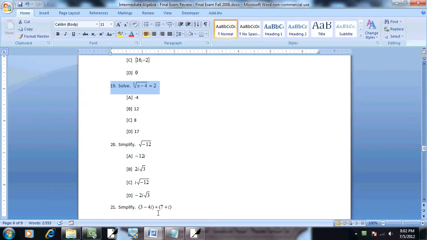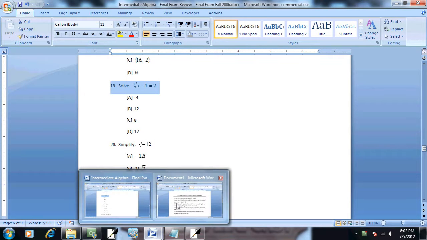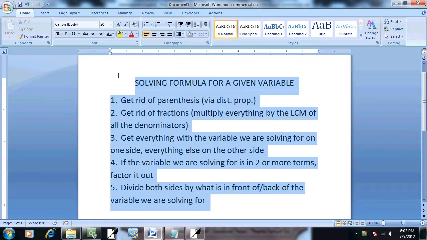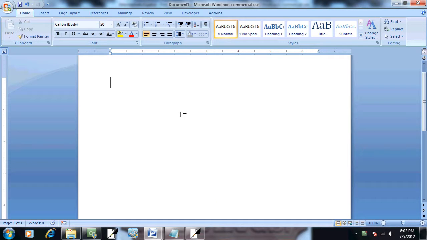Let's take a look at number 19. And let's refresh our memory on our steps. This is solving radical equations.